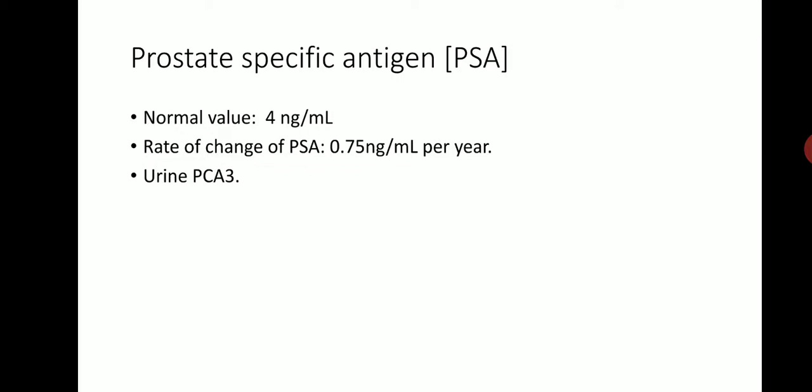Rate of change of prostate specific antigen is also noted. If it is more than 0.75 nanogram per ml per year, then it is considered to be highly suggestive of an adenocarcinoma. Recently, another molecule, the PCA3, which is basically an RNA fragment, is seen in the urine of patients of prostate cancer. It is very specific and a test is available for detection. Hence, this can also be used as a biomarker for prostate cancer.